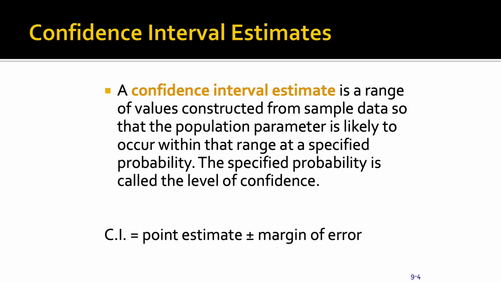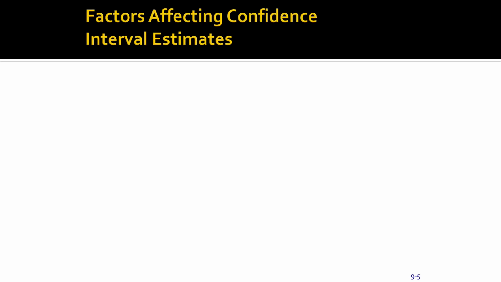So a confidence interval includes the point estimate plus or minus a margin of error. For our purposes, we'll be using either a point estimate of x bar or P, which is the point estimate for the population proportion. We will not be creating a confidence interval for the sample standard deviation or sample variance.